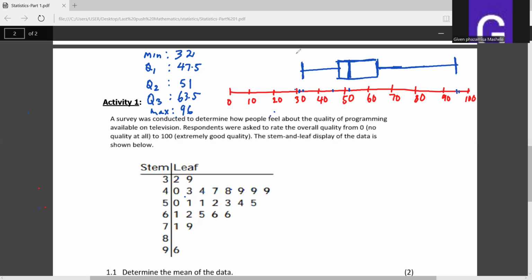Remember, this is the minimum. This is the Q1, and this is the Q2. This is the Q3, and this is the maximum.